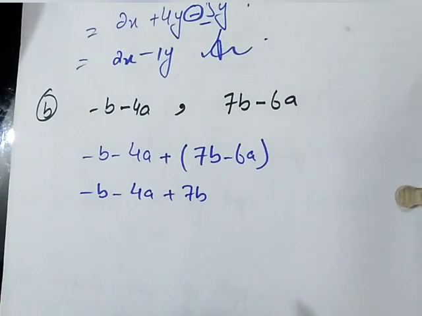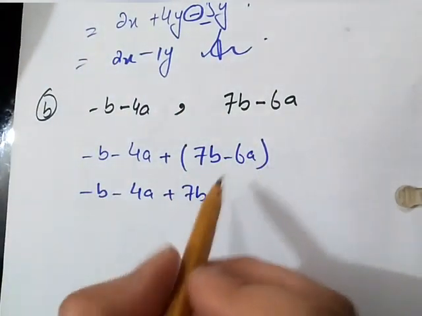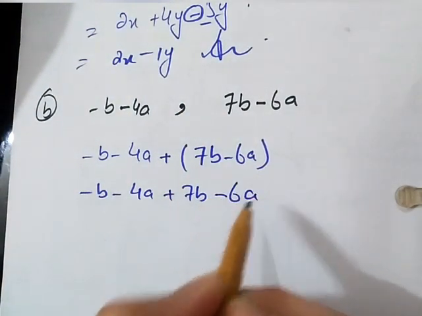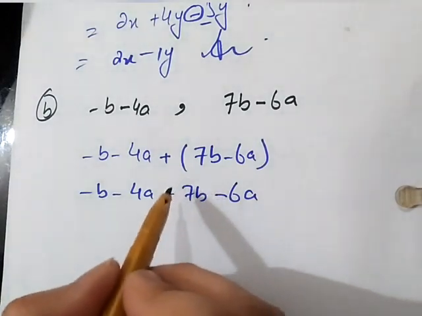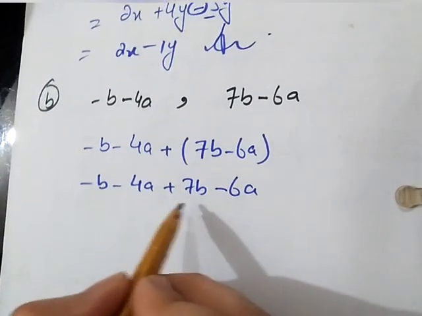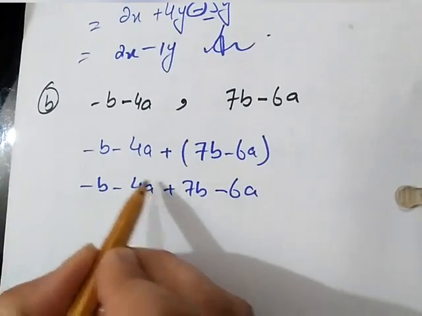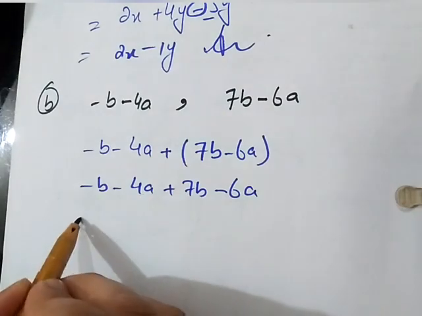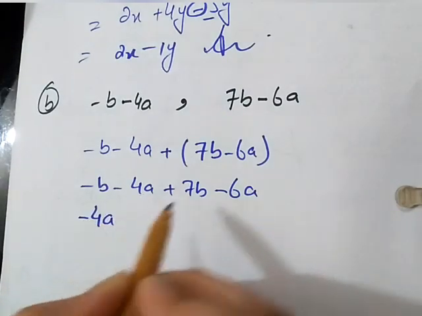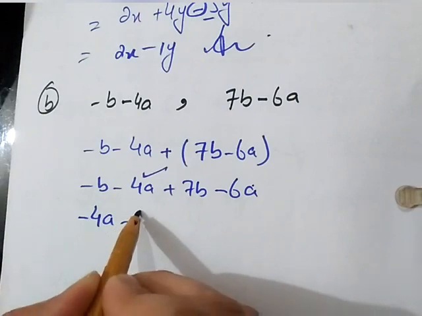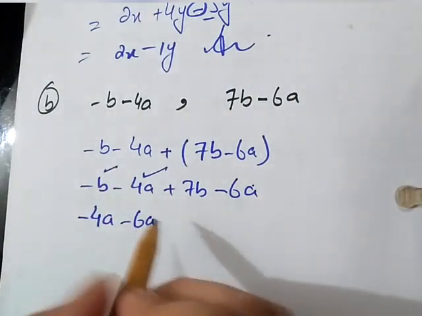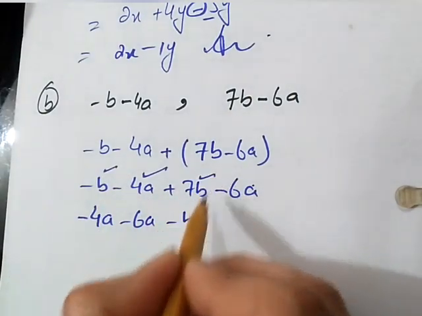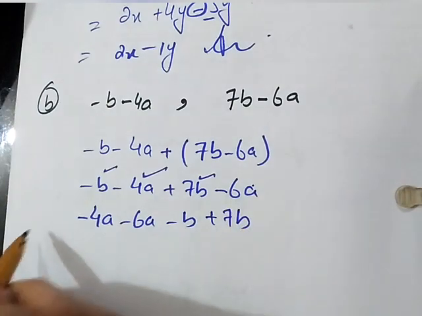This positive sign is outside the bracket, so there is no need to change the inner sign, minus 6a. Now write the terms with the same variable together. Okay, firstly in the alphabet comes a, so I write the a terms first. 4a, then what is the next term? 6a, then after a comes b, minus b, then plus 7b.